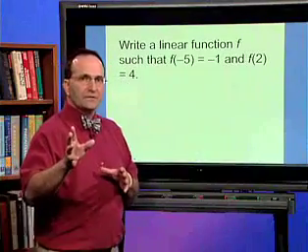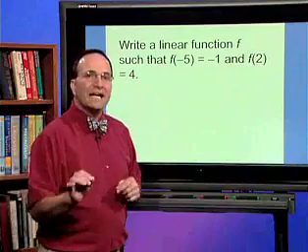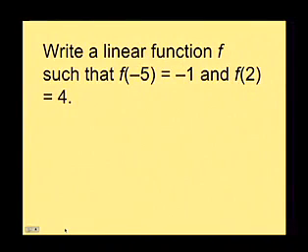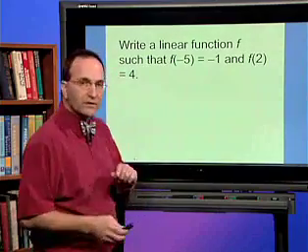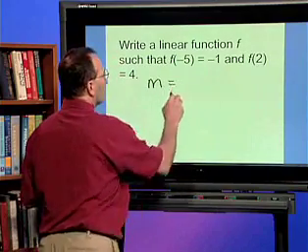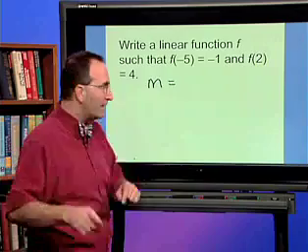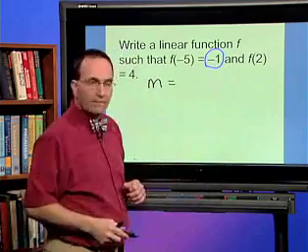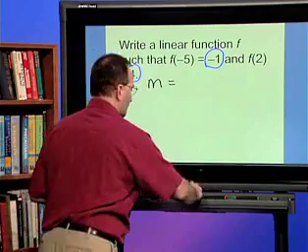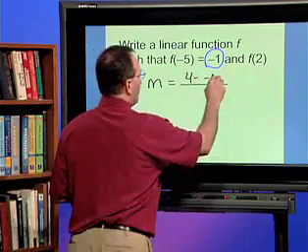Let's do an example of this where we find a linear function f such that f of negative 5 is equal to negative 1 and f of 2 is equal to 4. In this particular case, what we want to do is find the slope, and the slope is equal to the change in the y values, or in other words, in this case, the change in the f of x values. So we have f of x values of negative 1 and 4. So I will take 4 minus a negative 1.